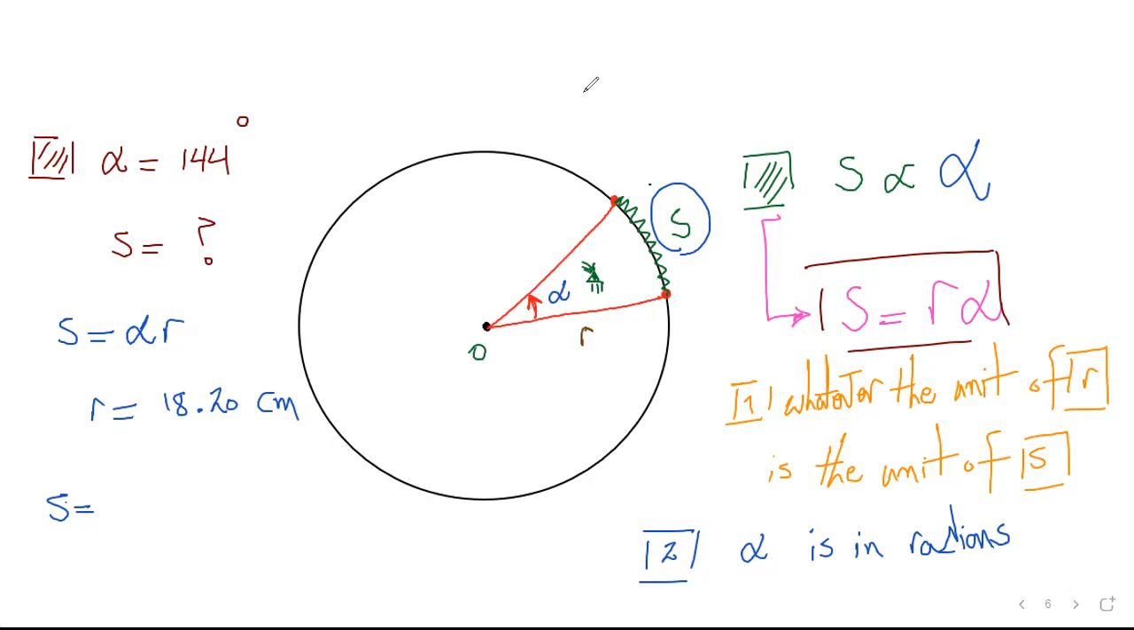Sorry, Omid, why is R equal 18.20 centimeters? I give it as an example. Oh, okay, perfect. Thank you. Good question, no problem. I give it an example.